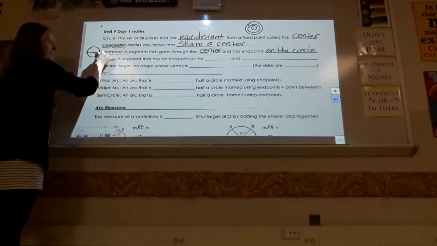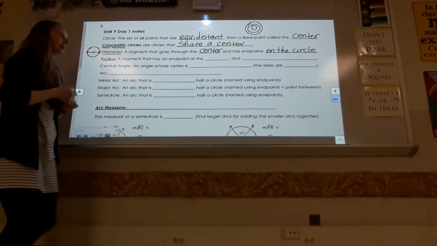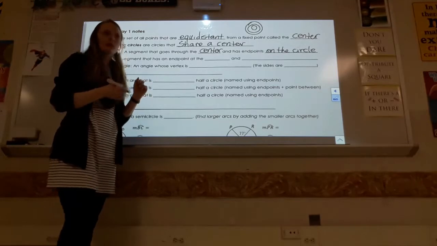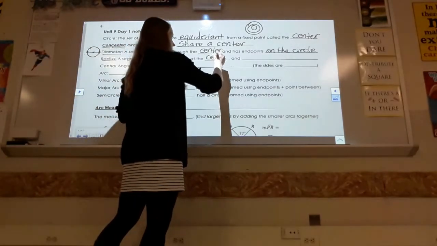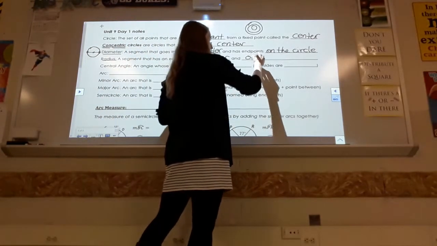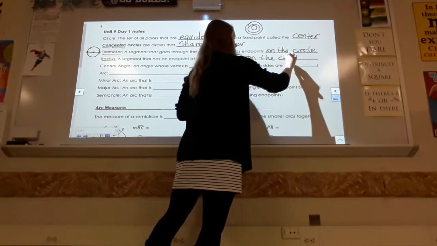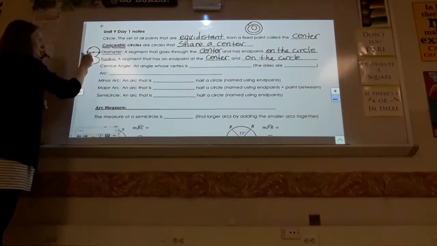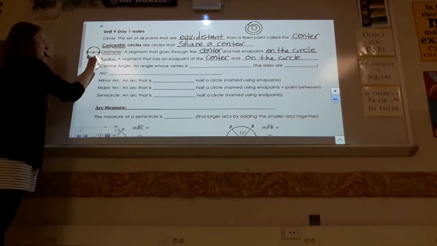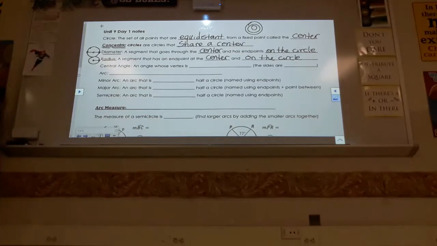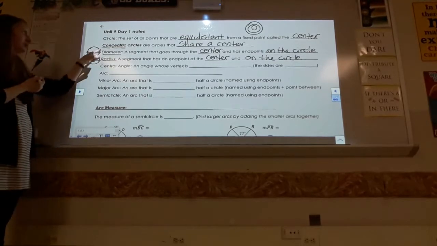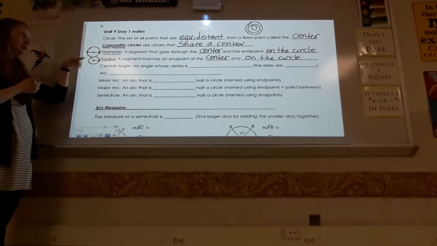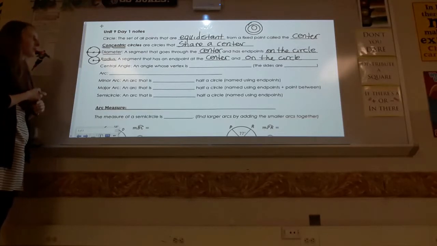I'm sure you have heard of a radius as well. A radius is a segment that has one endpoint where? At the center, and the other endpoint is on the circle. I'm sure you have seen this before. Like that. What's the relationship between a radius and a diameter? Radius is half the diameter. So the diameter goes both ways across the entire circle. Radius only goes halfway from the center out.